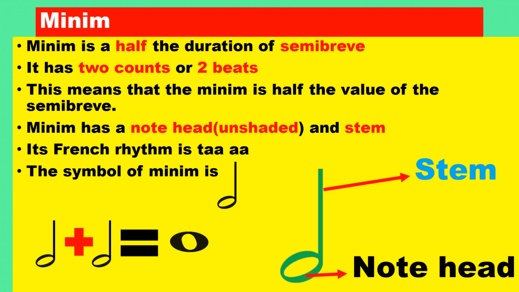Then when you look at the examples here, we have named the parts of the minim. It has the stem, which is long, and it also has the note head, which looks like a circle.